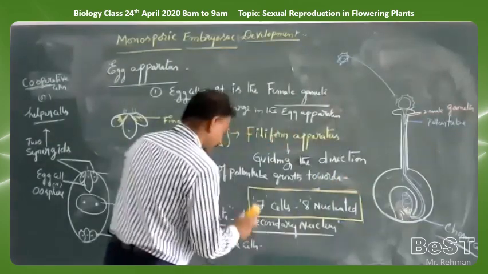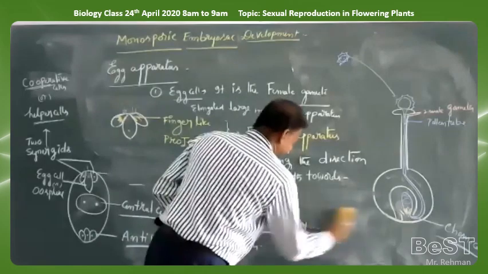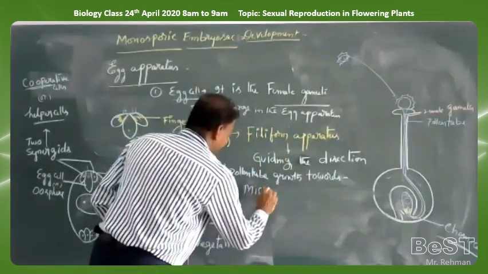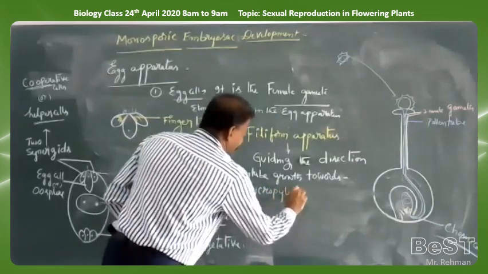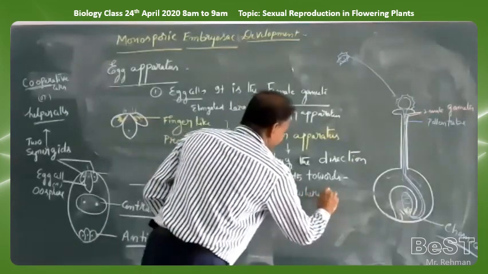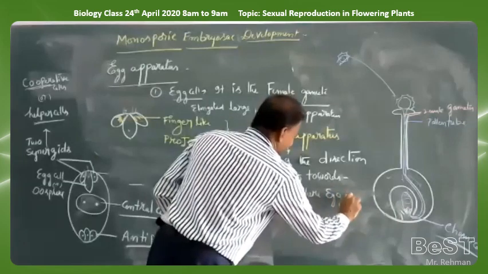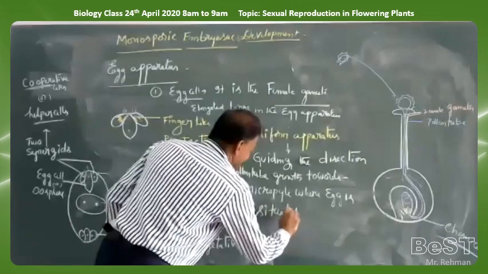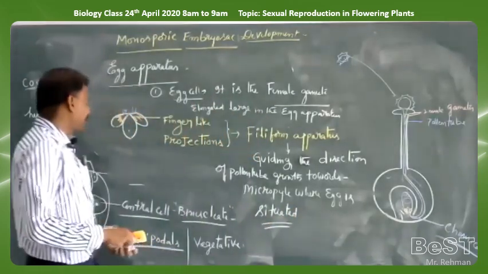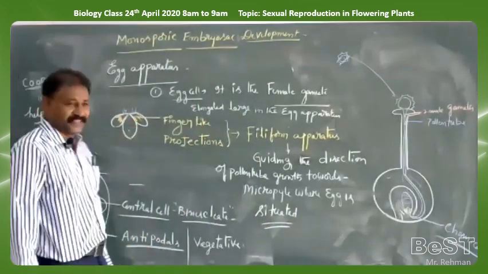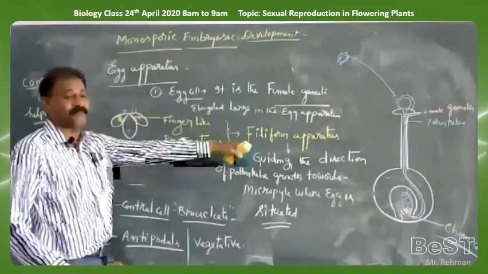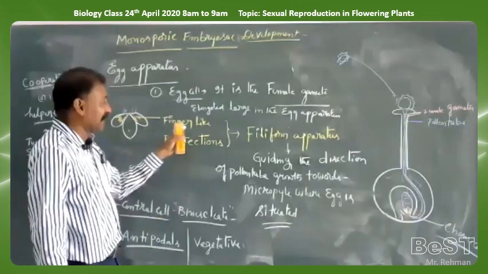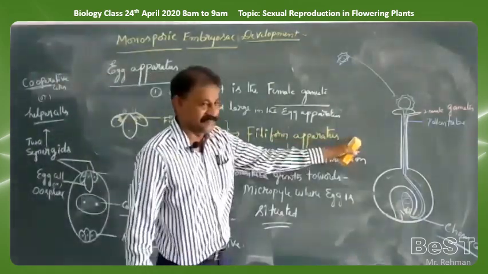Towards the micropyle, where the egg is situated. So the significance of synergids is that they have a filiform apparatus, finger-like projections, and they will release some chemical substances.